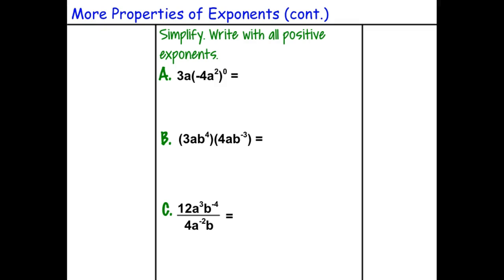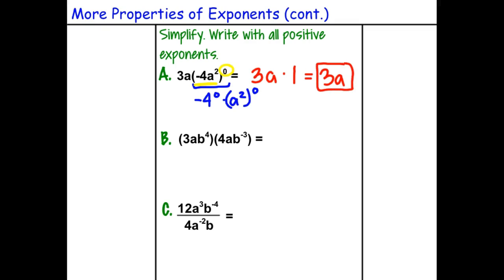So our first one is 3a times negative 4a squared to the zero power. If you want to get technical, we can say that this is really negative 4 to the zero power times a squared to the zero power. But if you recognize that because all of this is being taken to the zero power, that follows our rule of 1, you can jump right to 3a times 1, which is 3a, which is probably a lot easier than going, well, negative 4 to the 0 is 1, and a squared to the 0 is a to the 0, which is 1. That's a whole lot of extra work.